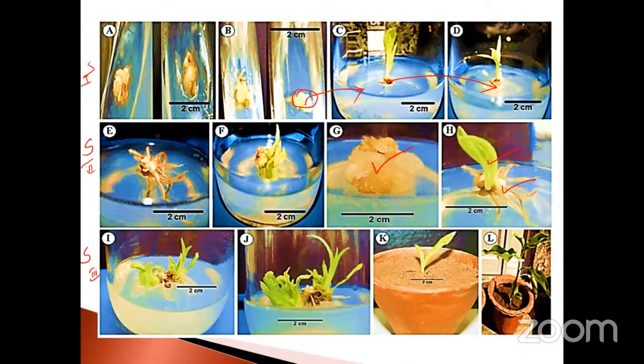Third one, same process. See here. This one is also done. This one is the hardening process, from lab to soil. This one is called the soil process. Okay, my dear.